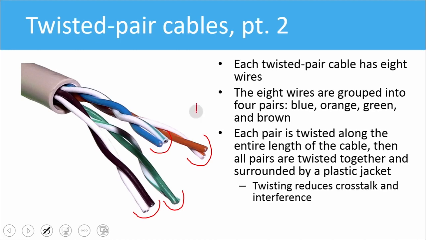Notice that within each pair you have one that's solid, and then you also have one that is, I guess you would call it striped, right? It's white with an orange stripe in this case for this specific example, but that's the case for every single pair. Each pair is twisted, that's where the twisted pair comes from, in order to reduce something called crosstalk and interference. We'll detail what crosstalk and interference are in a little bit, okay?